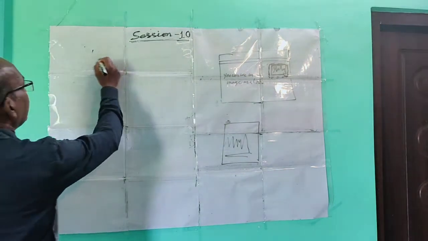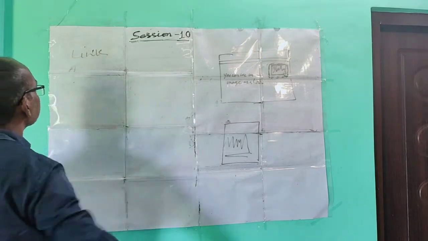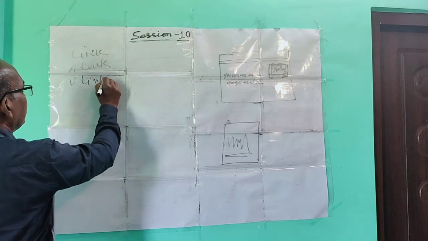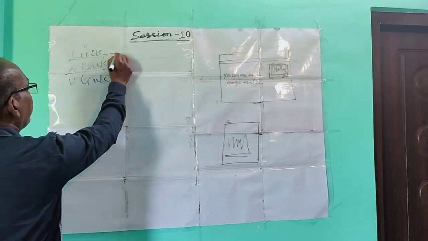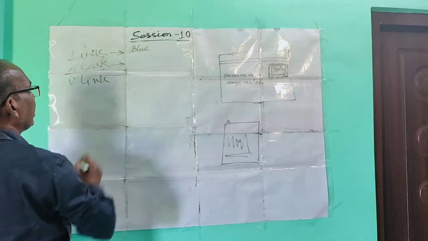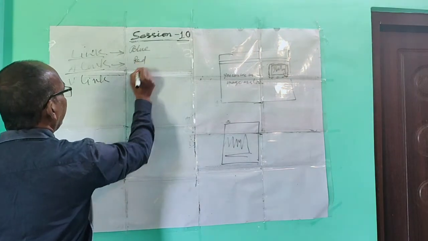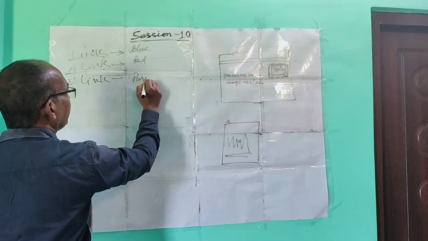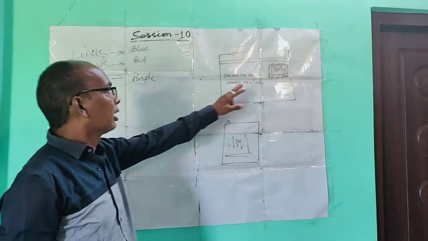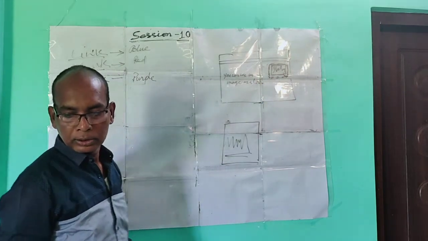That is link, A link, and B link. The default color of link is blue. If you do not specify a color, then the link color will appear blue. A link is red and B link is purple. Okay. So if you do not specify the link, the link border will appear blue in color. So this is the student link.